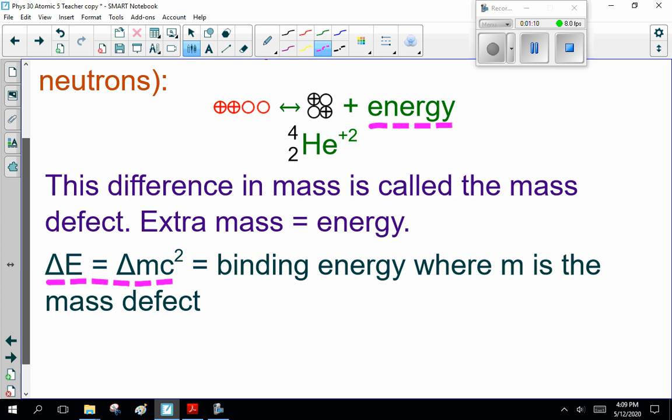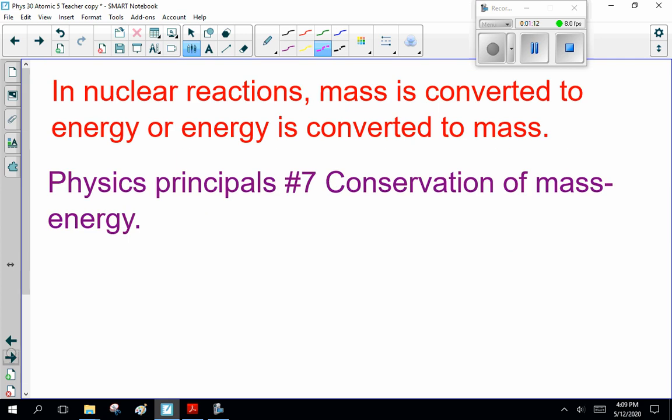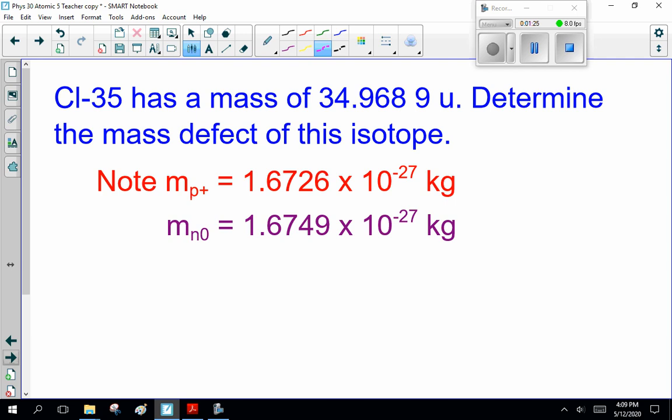Okay? Now, next page. In nuclear reactions, mass is converted to energy, or energy is converted to mass. That's something new for us. Now, this is physics principles number 7, conservation of mass energy, on your formula sheet. You will be asked about that. So, let's do a typical question.